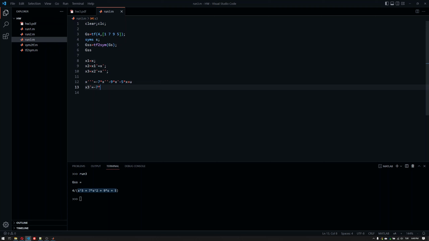actually, what do we have here? x3 itself. So x3, because x double derivative is x3. Then we would have minus 9 times x derivative, which is basically x2, and then minus 5 times x1 plus u. So we can basically see that we have just one first order differential equation for each state, and we have also two additional differential equations here.